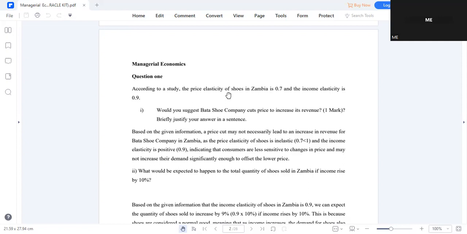So based on the information given, it is therefore not necessary to cut the prices to increase sales revenue. Elasticity is very important to play around with revenue increases, especially when you know that demand is elastic.